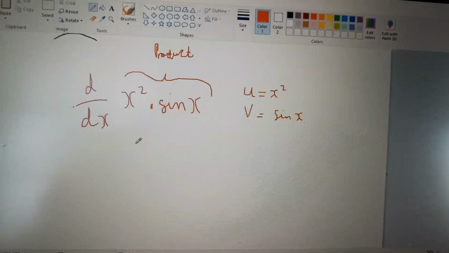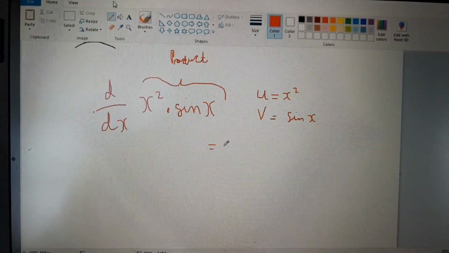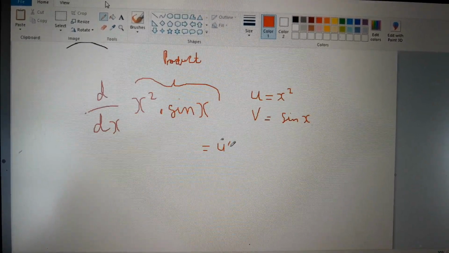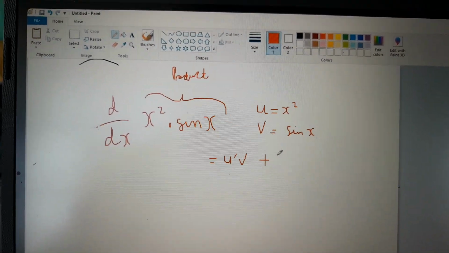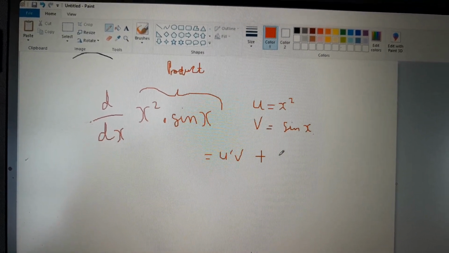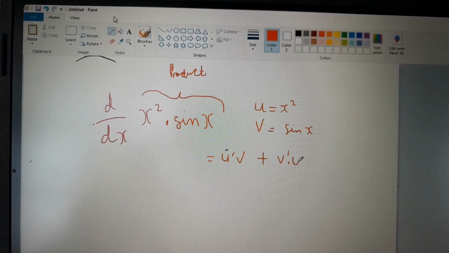So all we need to do, because the formula for the product rule is: differentiate the first, leave the second, then you add. When is the product rule? We add, right? So if I differentiated the first and I leave the second, this time I'm going to differentiate the second and leave the first. Right?